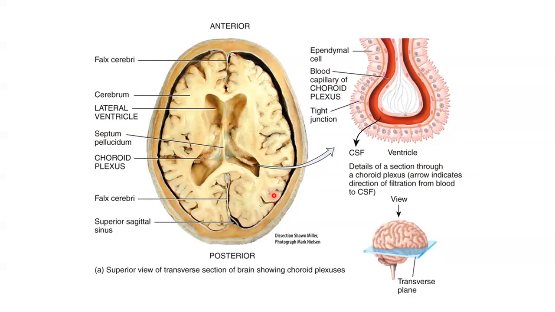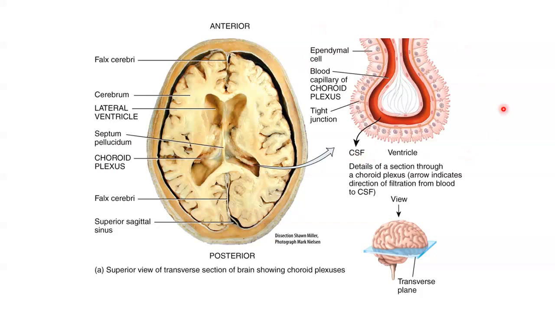So our cerebrospinal fluid is produced by a choroid plexus, which sits within our ventricles. That's this kind of funny looking textured shape here and here. A choroid plexus is simply a network of blood capillaries surrounded by ependymal cells. So you'll remember we talked about ependymal cells when we looked at our neuroglia.